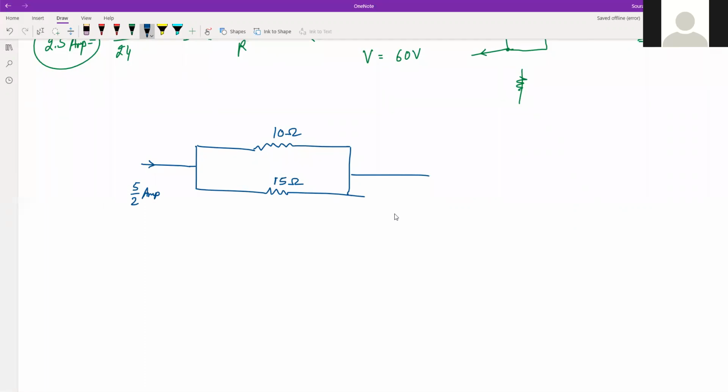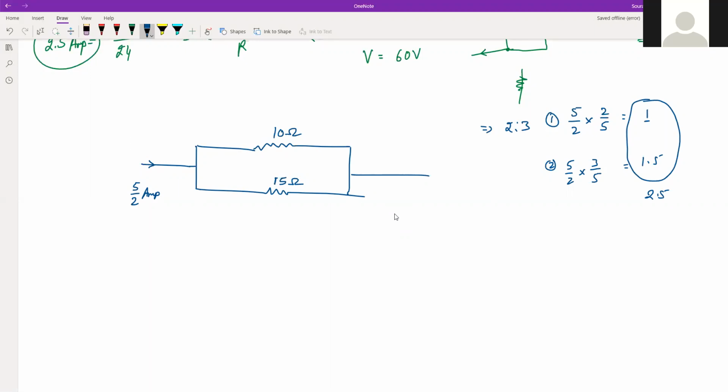Now, how to find these individual currents? First way is to just divide them in the opposite ratio. The more the resistance, the less the current. So the ratio will be opposite. So it is in the ratio 2 is to 3. So you have to divide 5 by 2 in the ratio 2 is to 3. That is 5 by 2 into 2 by 5, and the other will get 5 by 2 into 3 by 5. So this is equal to 1 and this is equal to 1.5. And you see, the total should be 2.5 because you are dividing 2.5.